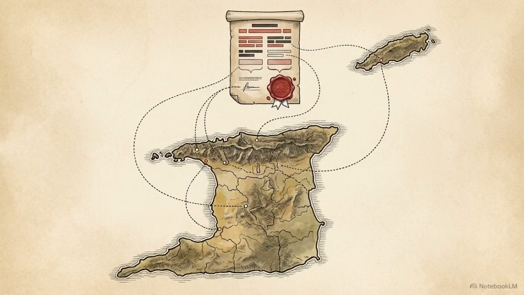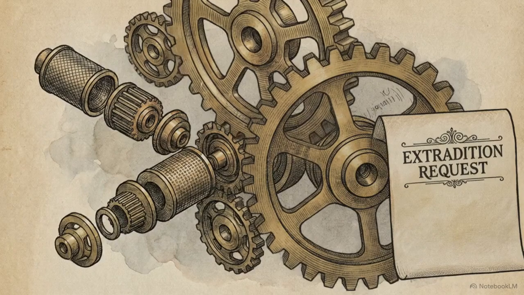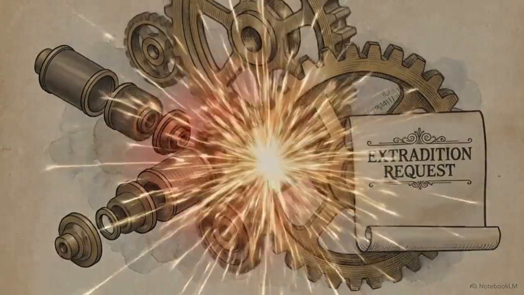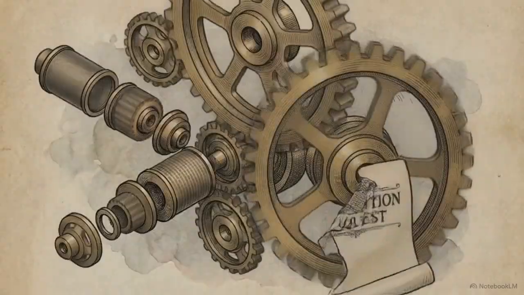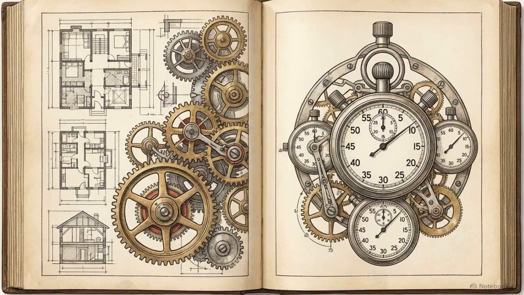When a foreign state demands the surrender of an individual from Trinidad and Tobago, it does not trigger a flexible diplomatic courtesy. It activates a rigid, unforgiving statutory machine. If a single procedural gear misaligns, the entire request fails. This machinery is governed exclusively by the Extradition Act, Chapter 12:04. It dictates every step, standard, and timeline required to remove a person from local jurisdiction.